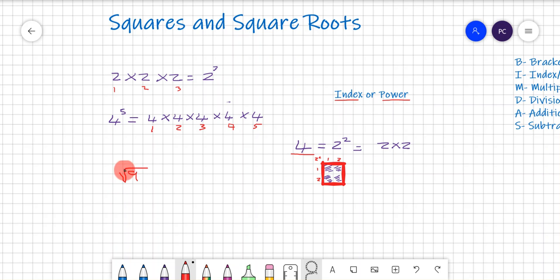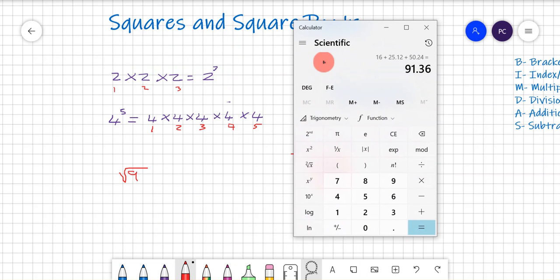So I can use this symbol here. And this symbol is on your calculator. So if we have a look at the calculator here, we can see that we have the symbol here, like so. So let me just clear all of this. So if I was to take the number 9 and get the square root of it, the square root of 9 is equal to 3.